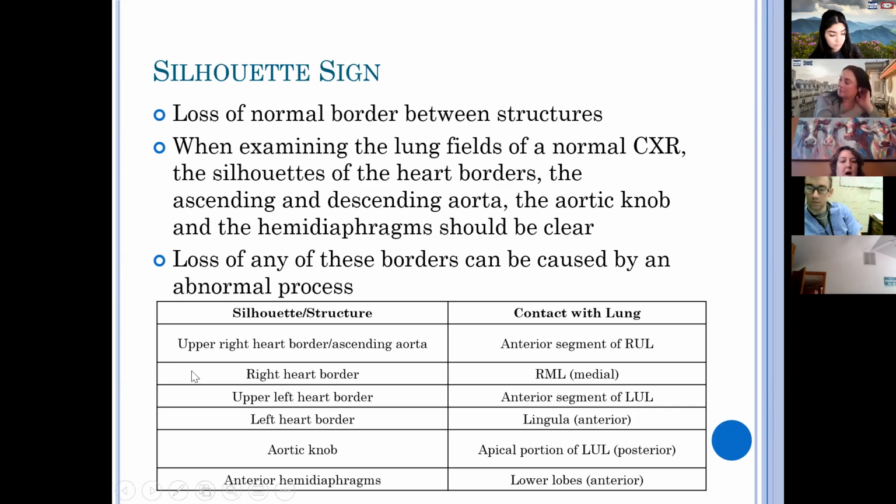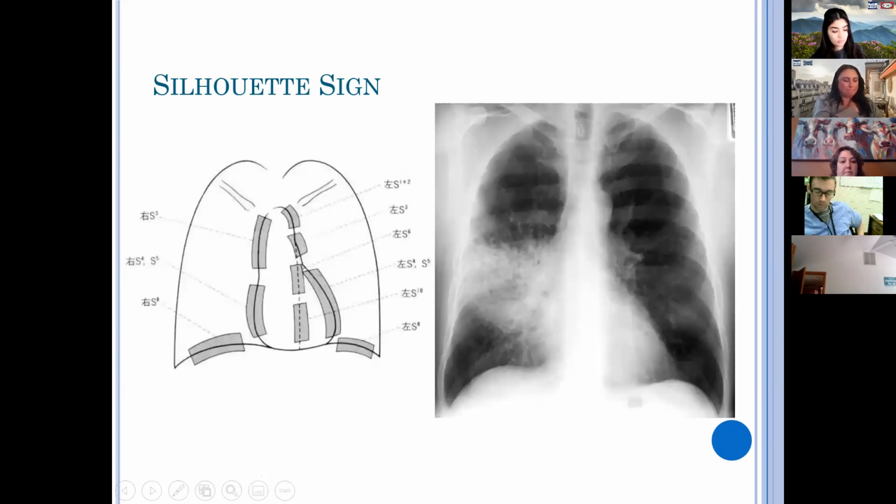So, for example, the upper right heart border and the ascending aorta, if there is a loss of this border, this contacts the anterior segment of the right upper lobe. And so that may lead you to think that there's some type of pathology in the right upper lobe. Again, if you lose the right heart border, you're concerned about the right middle lobe, the left heart border, the anterior segment of the left upper lobe. If you lose the left heart border, that bordered the lingula. Aortic knob is the apical portion of the left upper lobe, and the anterior hemidiaphragms are the lower lobes bilaterally.